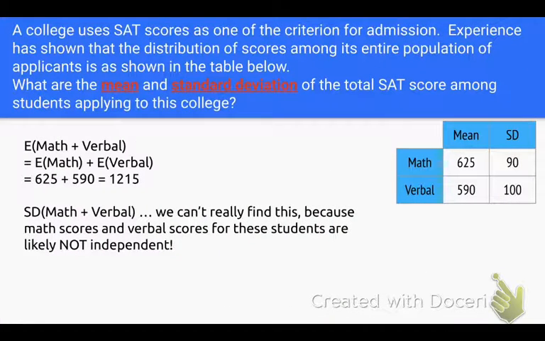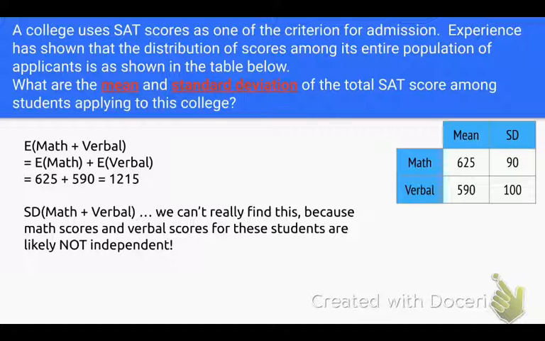So here are some actual problems where it comes into a little bit of real world use. So a college uses SAT scores as one of the criterion for admission. Experience has shown that the distribution of scores among its entire population of applicants is as shown in the table below. What are the mean and standard deviation of the total SAT score among students applying to this college? So we're finding the expected value of math plus the expected value of verbal. Right, so that means we just add the 625 plus the 590 to get an expected value of both scores being around 1,215, right? So now, standard deviation of math plus verbal.